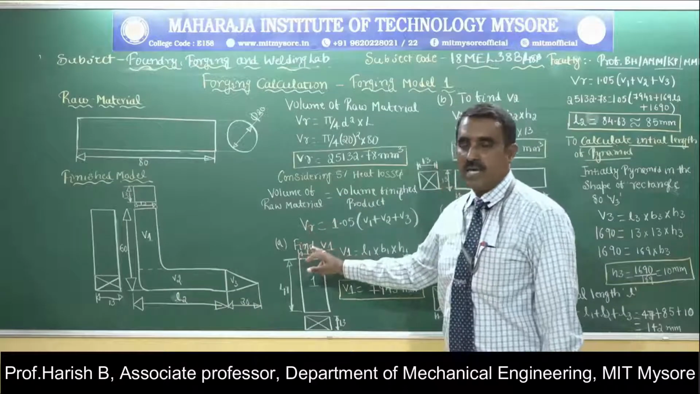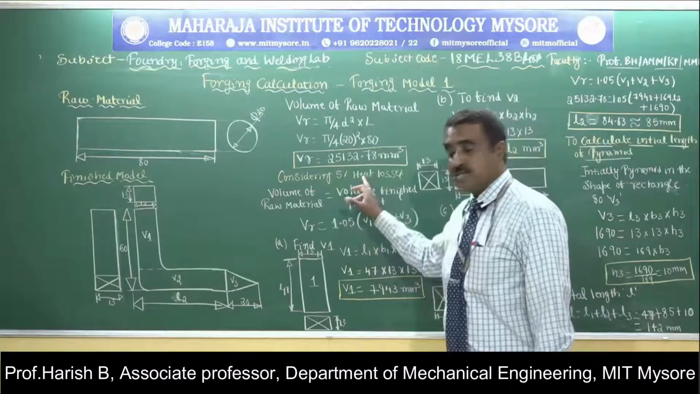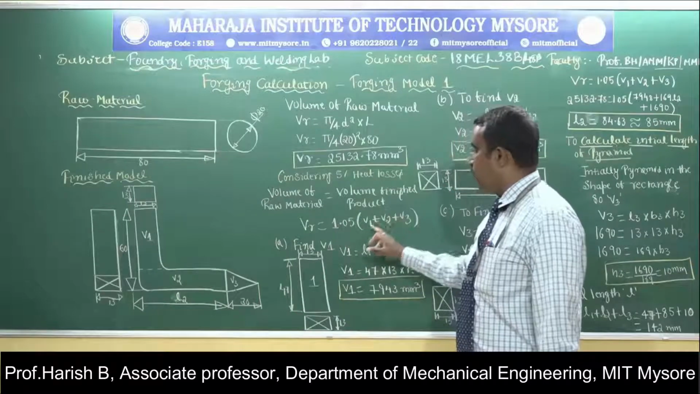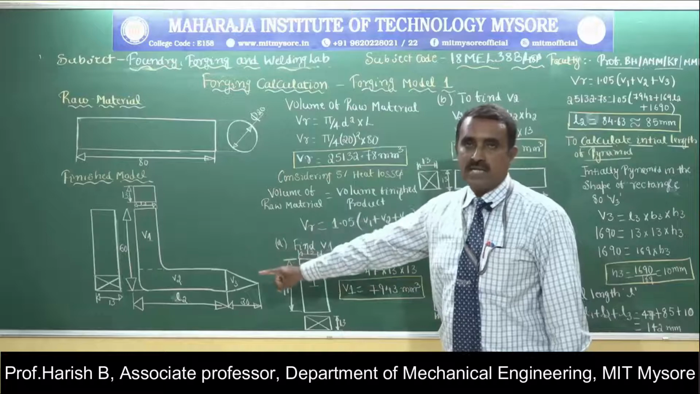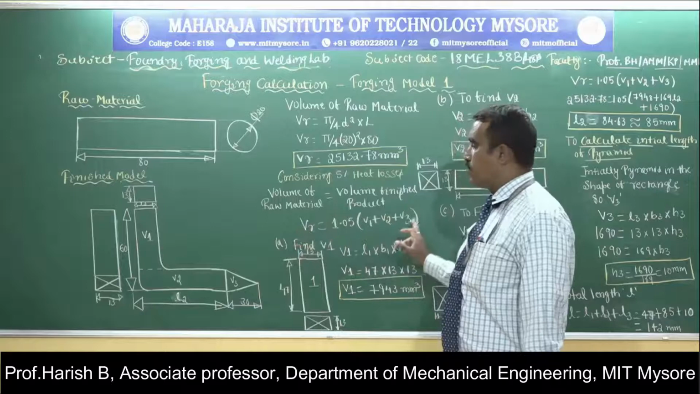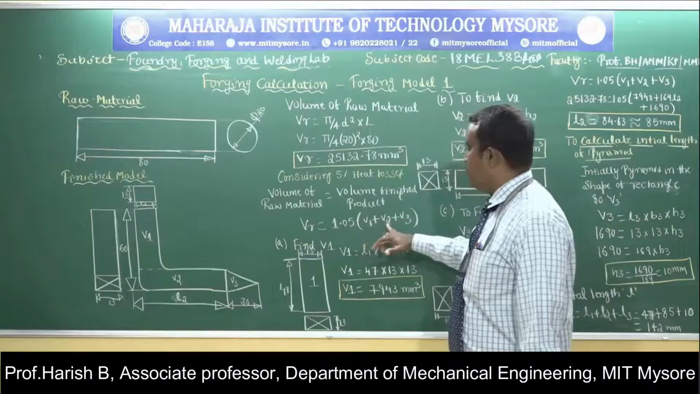That is denoted as VR. What is the volume of the finished model? Considering 5% heat losses, it is 1.05 into V1 plus V2 plus V3: the volume of the first section, the second section, and the third section. This total volume should be equal to the volume of the finished model. So we have to calculate V1, V2, V3.